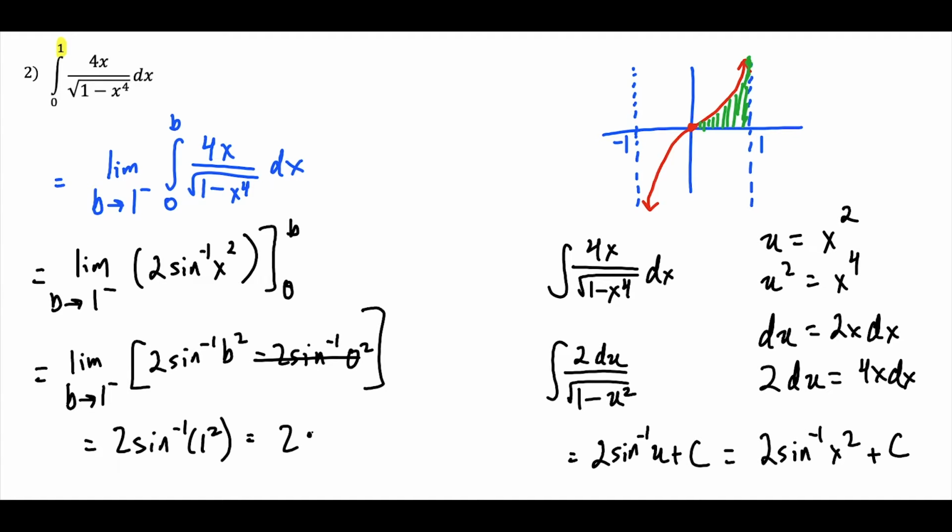And now we have 2 times sine inverse of 1. And sine inverse of 1 is equal to pi over 2, because sine of pi over 2 is equal to 1. And now these values cancel here, and this is just equal to pi.